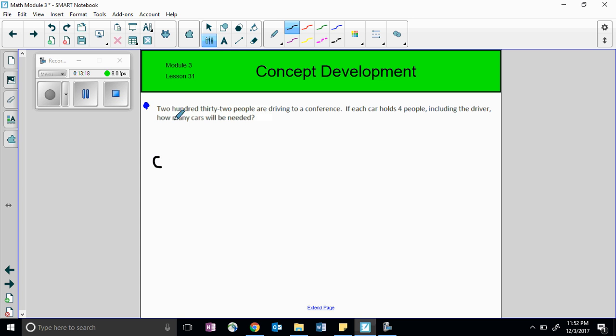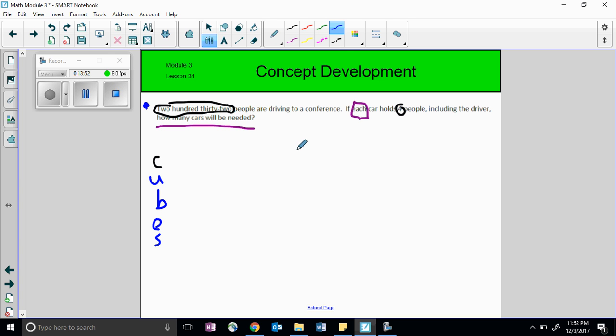So first, cubes. C. Circle numbers. 232 people. 4 people. Underline the question. How many cars will be needed? Box the action words. Each car. Evaluate and solve. It might have helped if I actually wrote out cubes. Circle, underline, box, evaluate, solve.